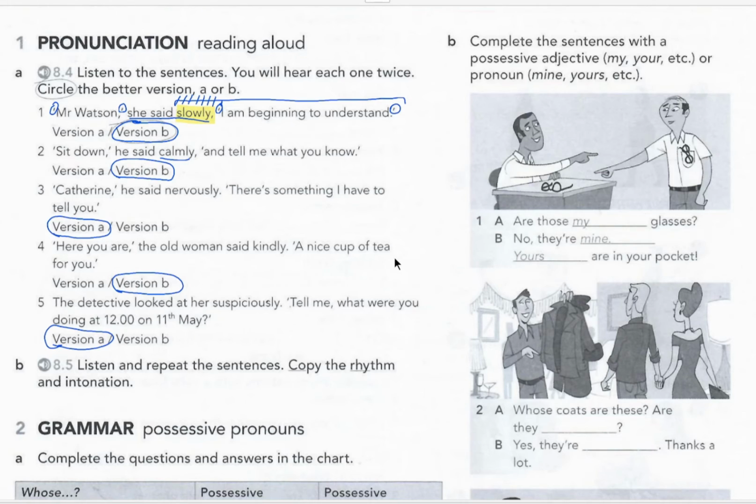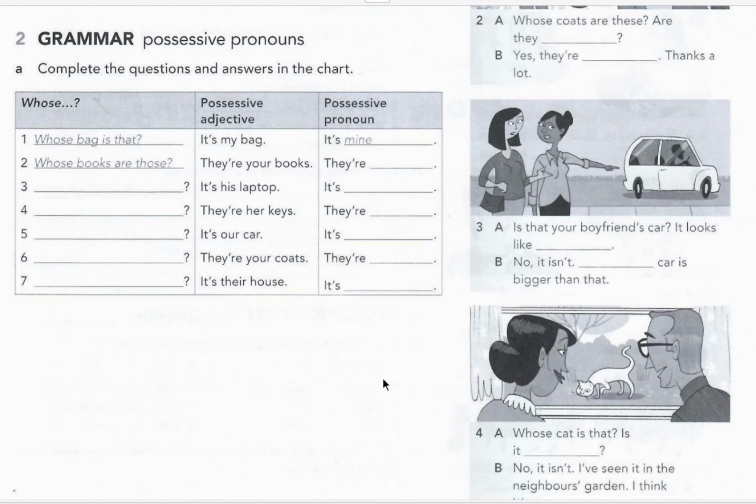That's it. So we're moving to exercise 2. And that's about grammar, possessive pronouns. A is asking us to complete the questions and answers in the chart, right? We're going to do that. So the first one has been done for us already. So whose bag is that? Huh? Whose bag is that?